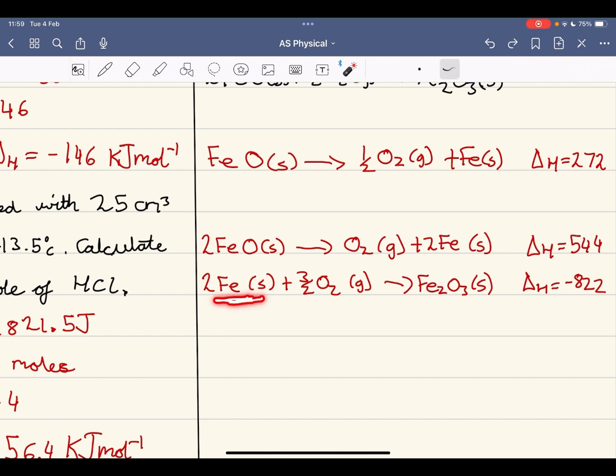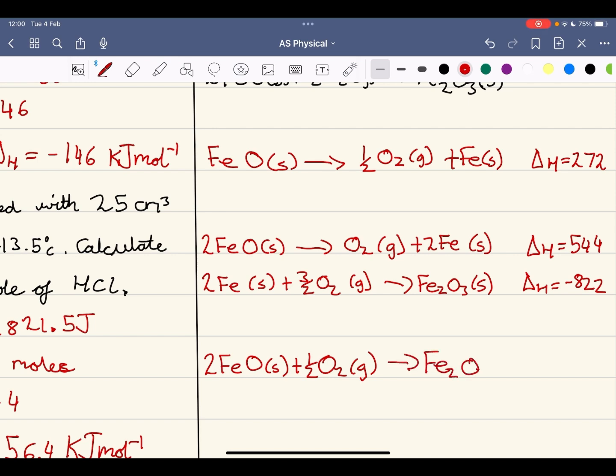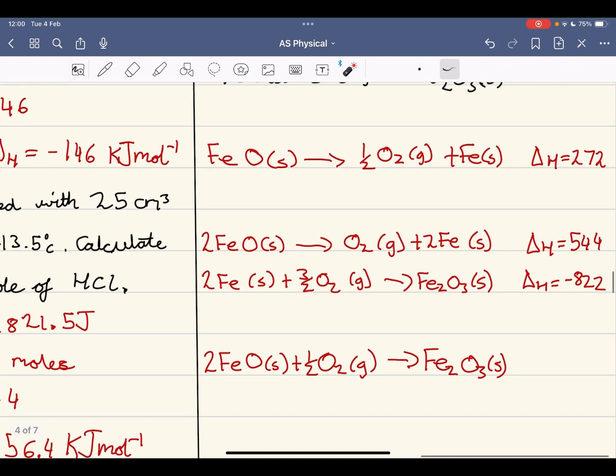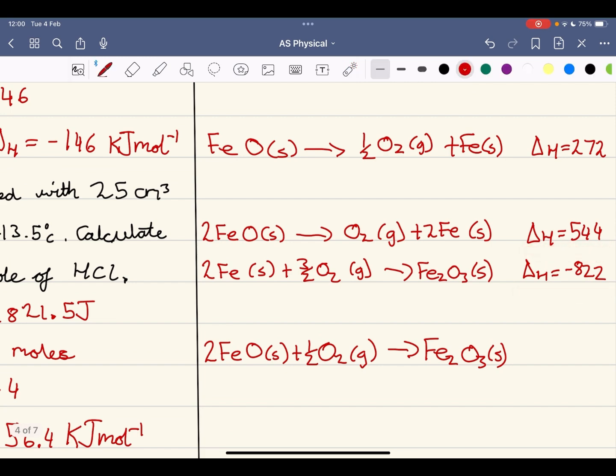this 2Fe is going to cancel out with this 2Fe, and then here we have oxygen on the left side and oxygen here on the right side. So 1 O2 is going to cancel out, so we get... and this looks exactly like our reaction here that we were given. So now I just need to add up these values to work out the enthalpy change, and I get... so that's that question done.